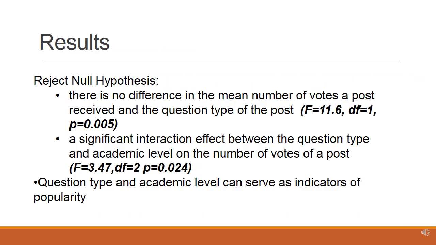Our results indicate that we can reject our null hypothesis, which states that there is no difference in the mean number of votes a post received and the question type of the post. We also found that there is a significant interaction effect between the question type and academic level on the number of votes a post receives. This suggests that these two variables can serve as indicators of popularity.